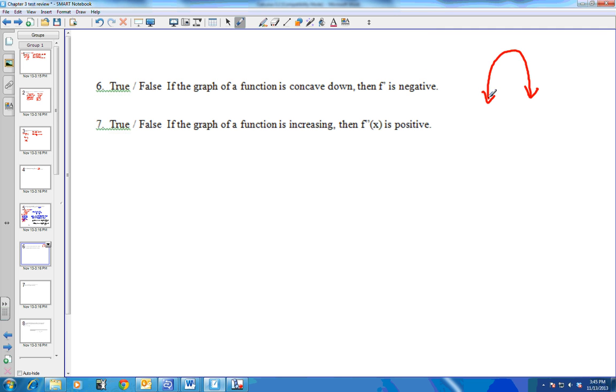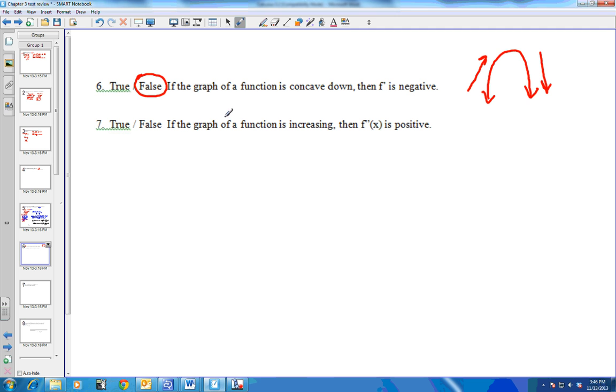Okay, well remember, f prime is the same thing as the slope. So you see here going up, my slope is positive, and here going down, my slope is negative. So here f prime is negative, but here f prime is positive. So if the graph of a function is concave down, f prime does not have to be negative. So that's false.